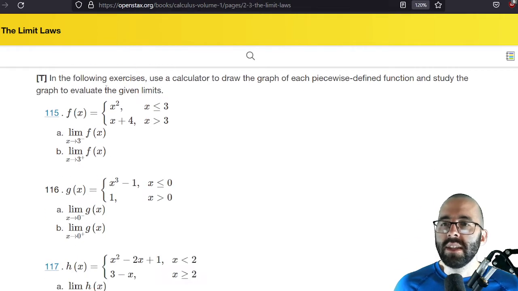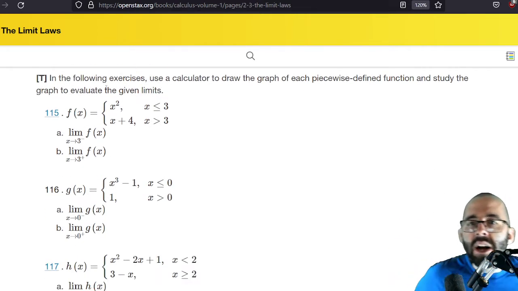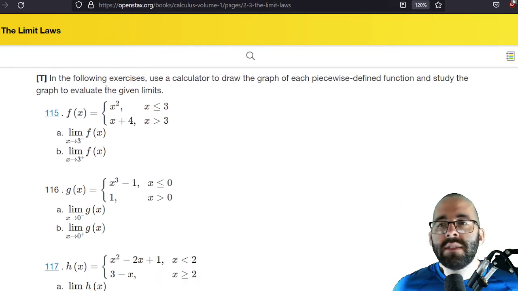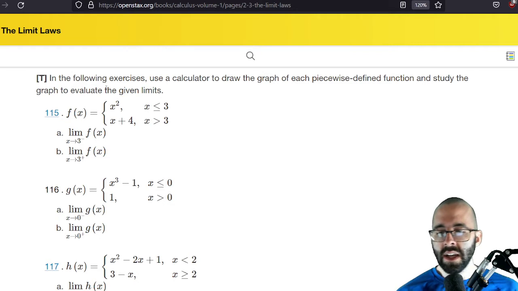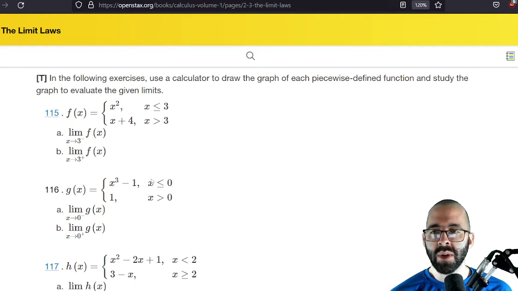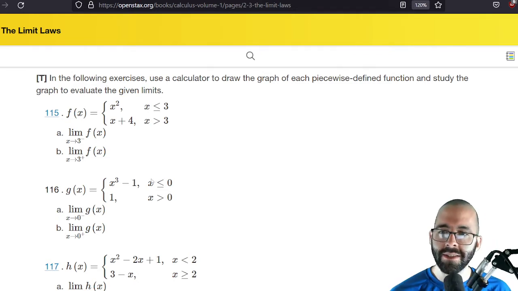Scroll down to 116, piecewise functions. Use a calculator to draw a graph and study the graph to evaluate the limits. So you could do this by hand, but let's do this graphically. If you don't remember how to graph piecewise functions, you came to the right place.